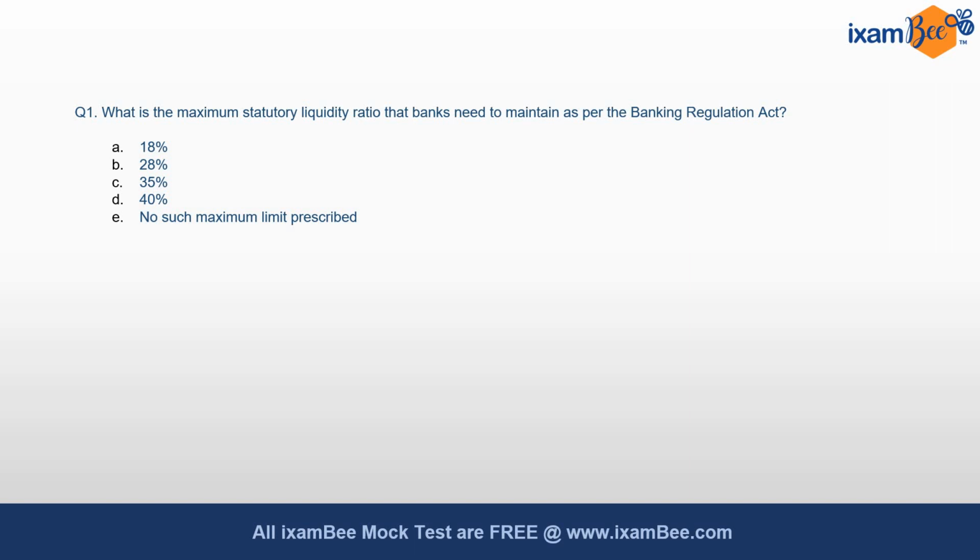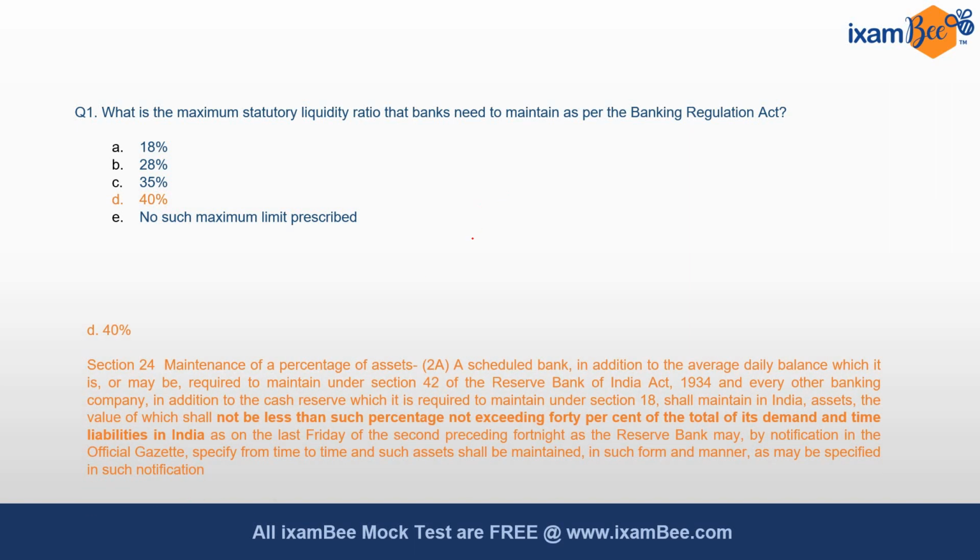So जो statutory liquidity ratio जैसा कि हम जानते हैं RBI फिक्स करती है और जो कि बैंक्स को मेंटेन करनी पड़ती है फिर उनका रिजर्व रिक्वायरमेंट होता है जो कि प्रिस्क्राइब है. So what is the maximum limit for this? So 40% is the maximum limit जो कि section 24 में provide किया गया है इससे रिलेटेड provisions and you can see that the maximum statutory liquidity ratio cannot exceed 40% of the demand and time liabilities in India.